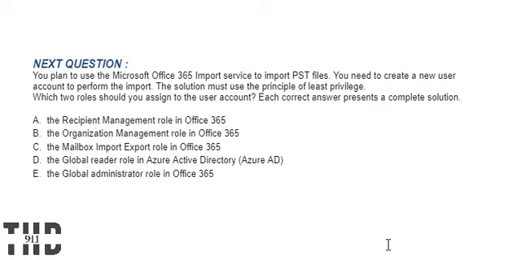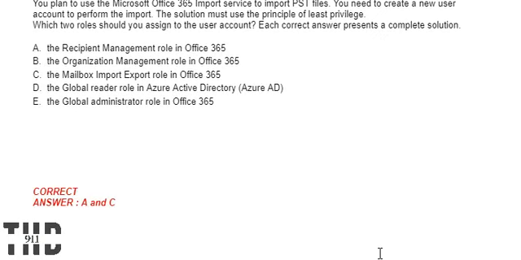Option A, the Recipient Management role in Office 365. Option B, the Organization Management role in Office 365. Option C, the Mailbox Import Export role in Office 365. Option D, the Global Reader role in Azure Active Directory. Option E, the Global Administrator role in Office 365. The correct answer is option A and C.